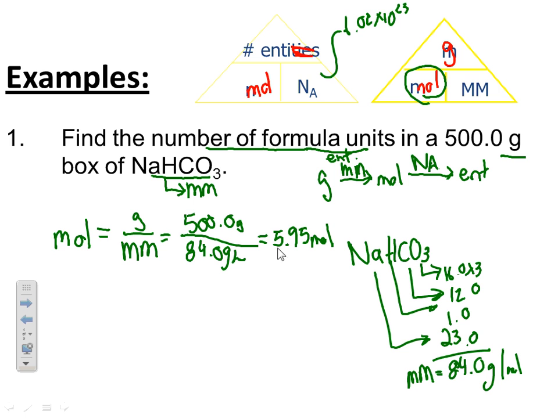5.95 moles of that substance. Now we're not done yet, because in the end we want to find the entities. I now have moles from this calculation. I know Avogadro's number, and I want to get entities. Entities is equal to moles times Na. That's the calculation we did the other day.